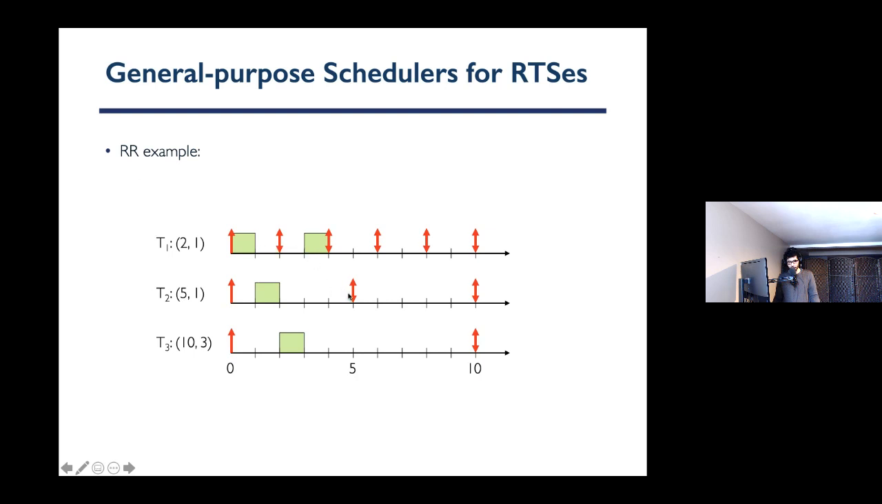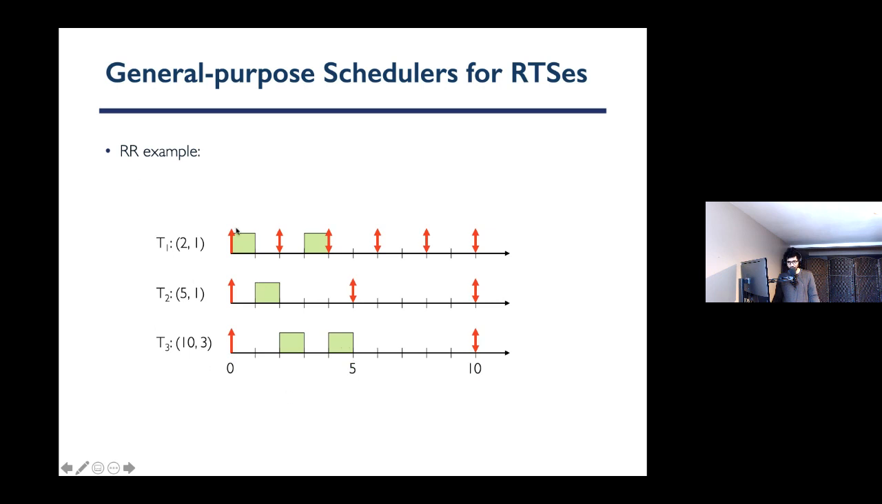We go to T2. So here T2 doesn't need anything because in this period, it only needed 1. So every 5 time units, I need only 1. So I'm done. I don't need anything. So I can move on to T3. So T3 now gets 1 unit.